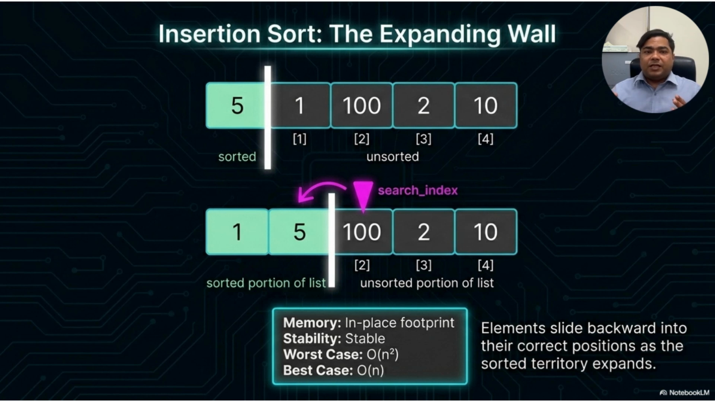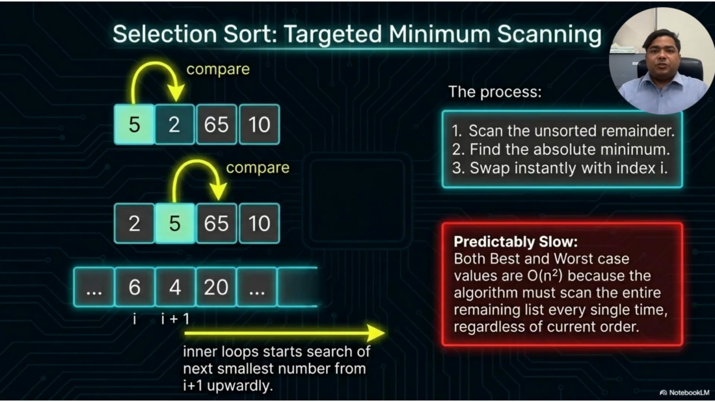This is similar to arranging cards in your hand. When you receive a new card, you compare it with the cards already arranged and insert it in the correct place. Insertion sort has an in-place memory footprint, so it does not need extra large memory. It is also stable, which means equal elements keep their original relative order. Its worst case time complexity is O(n²), but its best case time is O(n) when the data is already sorted or nearly sorted.